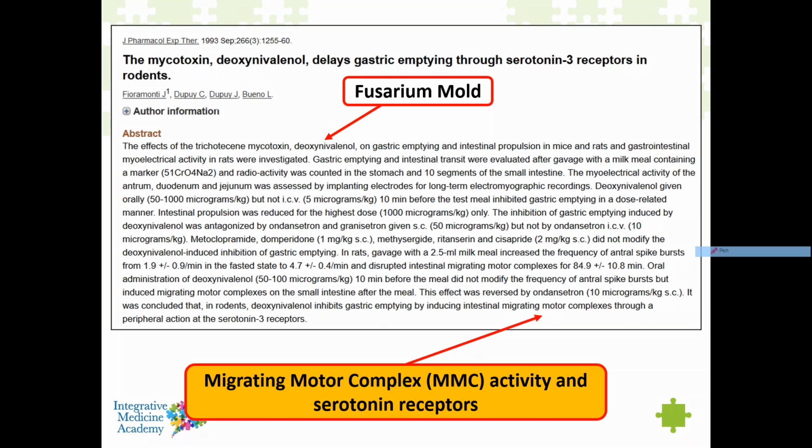And Fusarium is actually known to produce a lot of different mycotoxins, things that fall into a group called trichothecenes. And these trichothecenes are toxic at many levels. There are other types of Fusarium mold mycotoxins, but this one particular one interferes with our migrating motor complex, and that has a link back potentially to SIBO. Now, this particular one, deoxynivalenol, is not measured on the MycoTOX profile from Great Plains, but there are other mycotoxins on the Great Plains MycoTOX profile that can be linked to Fusarium mold.